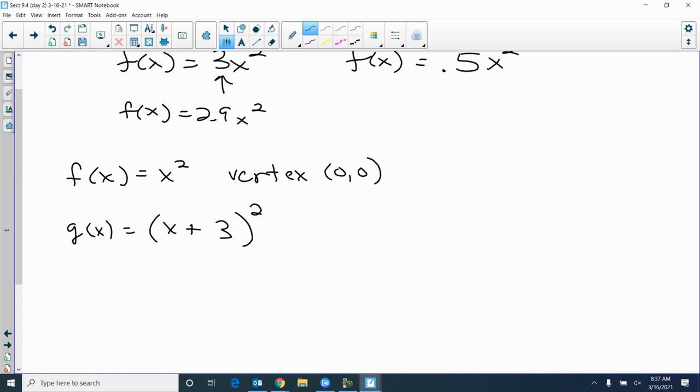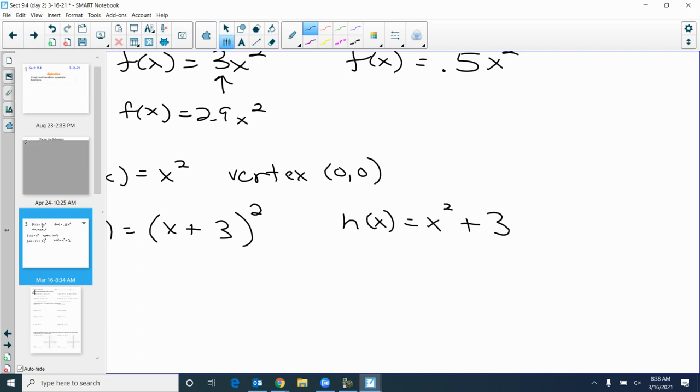If you do h of x equals x squared plus 3 like this, the plus 3 is on the outside, that's going to move it which way? Up 3. Now, this is kind of backwards. If this is x plus 3, it actually moves it which way? Moves it left. Okay, so those are kind of the basics.